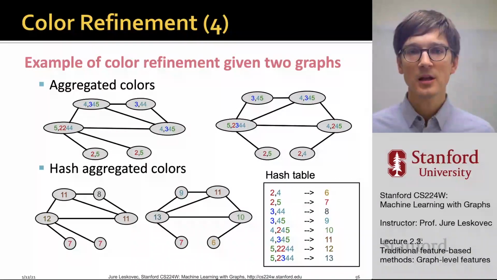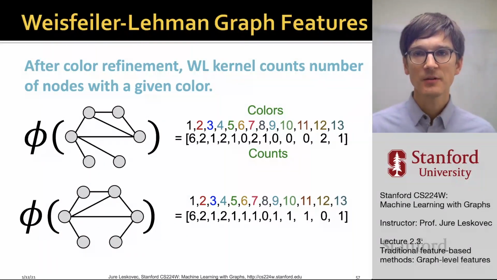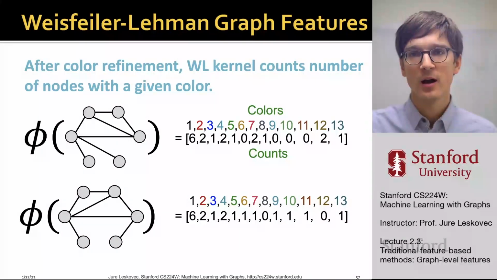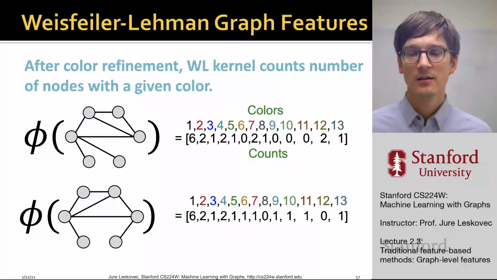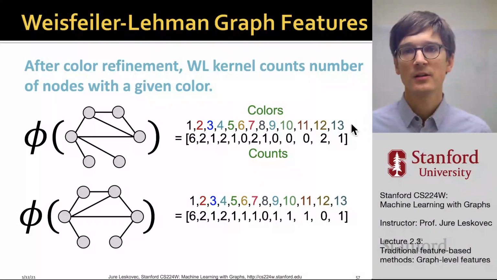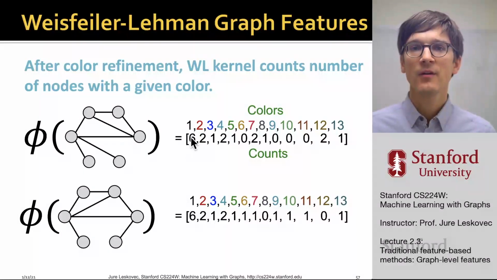And we could keep iterating this, and we would come up with more and more refinement of the colors of the graph. So now that we have run this color refinement for a fixed number of steps, let's say k iterations, the Weisfeiler-Lehman kernel counts the number of nodes with a given color. So in our case, we run this 3 times, so we have 13 different colors. And now the feature description for a given graph is simply the number of nodes of a given color, right?